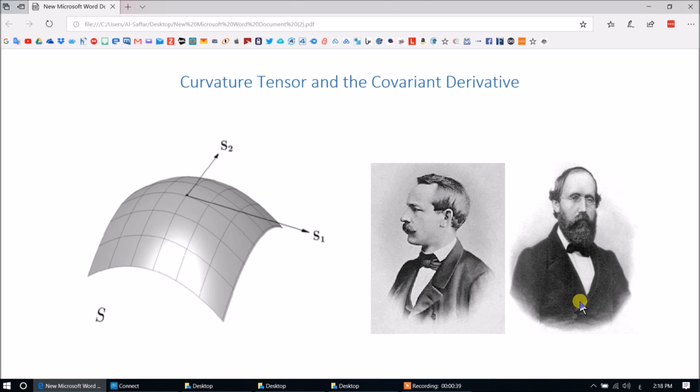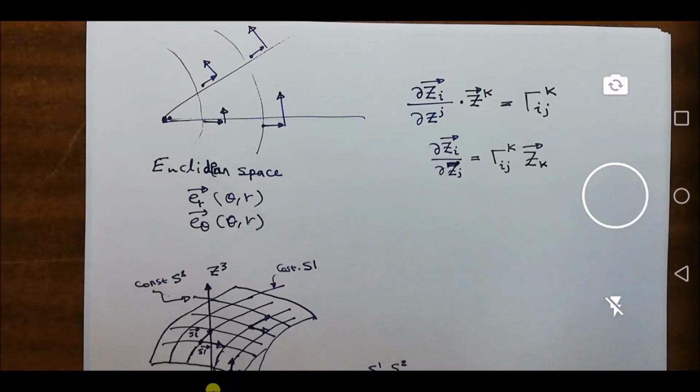Now, of course, what you see on the left is the setup of our problem. So we've got a three-dimensional ambient space, and embedded in that space is a two-dimensional curved surface parameterized by S1 and S2. And hopefully we're going to extract the covariant derivative in the way of deriving the curvature for this surface.